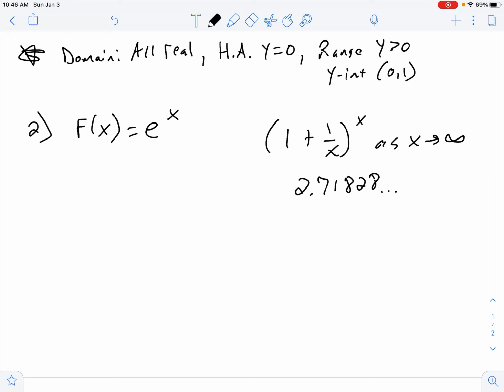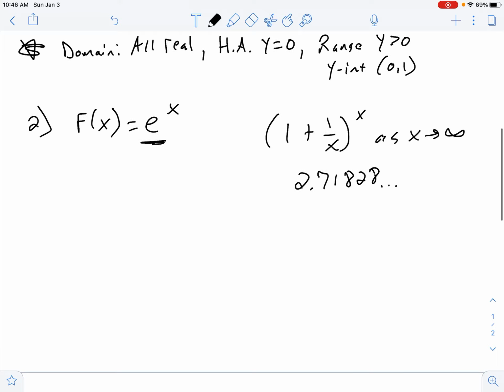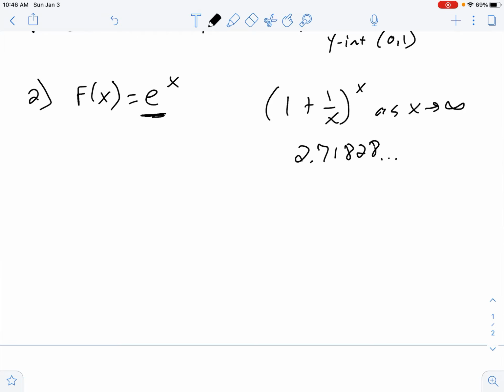And of course, you're going to see this when we talk about logs, and then we'll bring up the natural log. That's why I'm bringing it up now. If you were to graph it, you would see that it's going to look just like any other exponential because e is a number. It's just an irrational number.